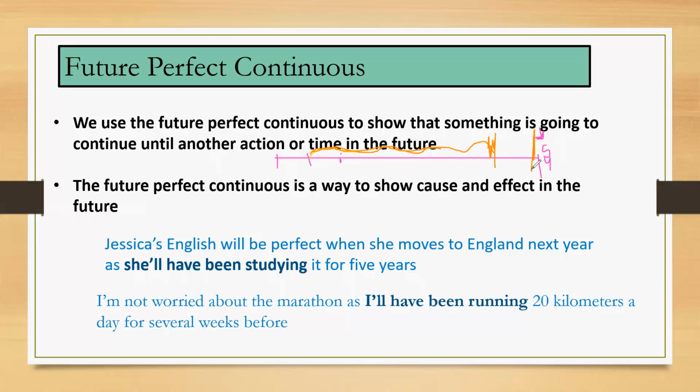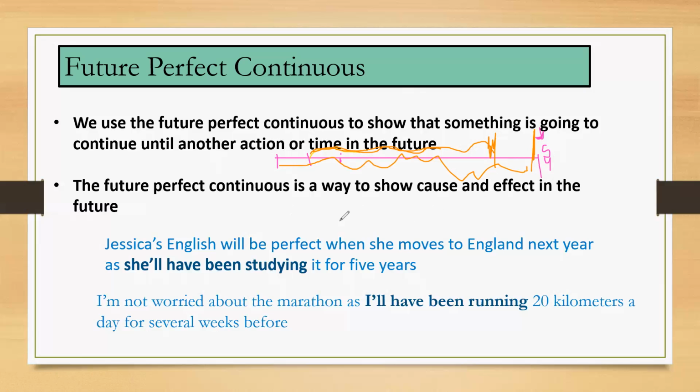The future perfect continuous is a way to show cause and effect in the future. For example, Jessica's English will be perfect when she moves to England next year, okay? As she will have been studying for 5 years, okay? Porque ella habrá estado estudiando por 5 años, ¿ok? Entonces, durante todos estos 5 años, si te fijas, ella estuvo estudiando todo este tiempo inglés, right?